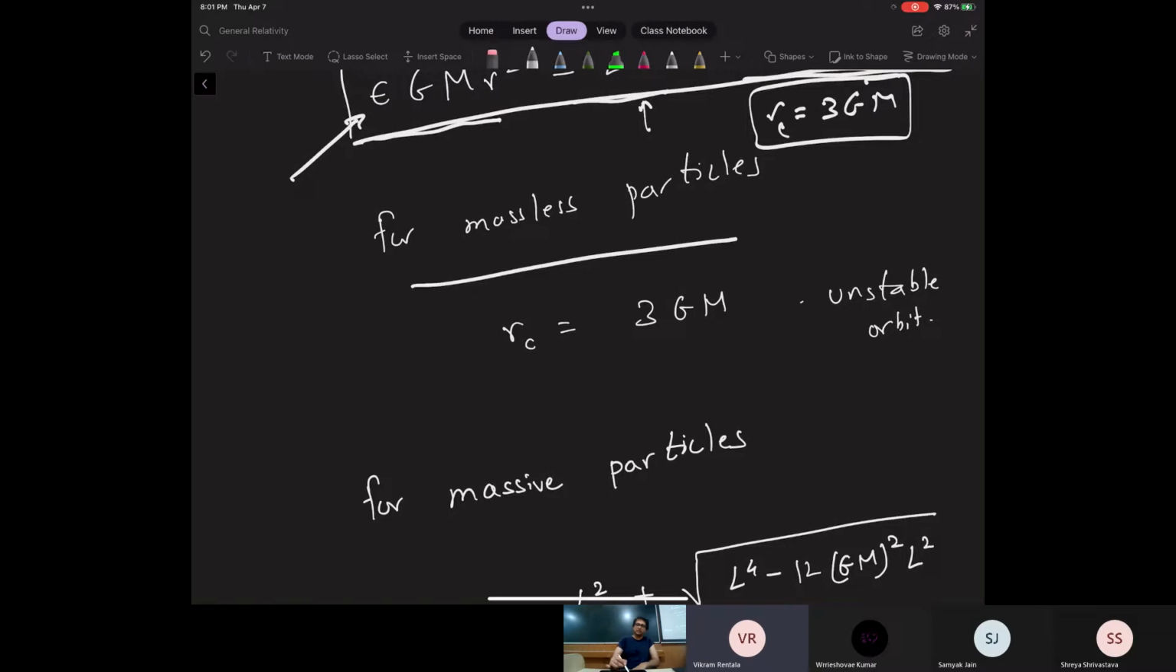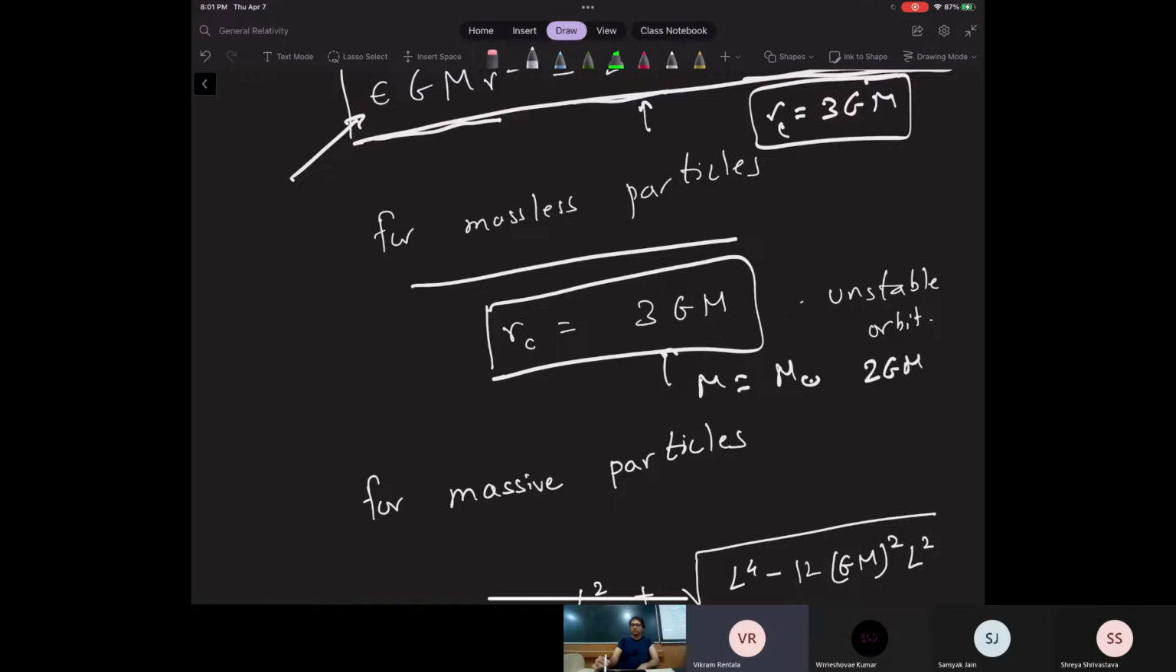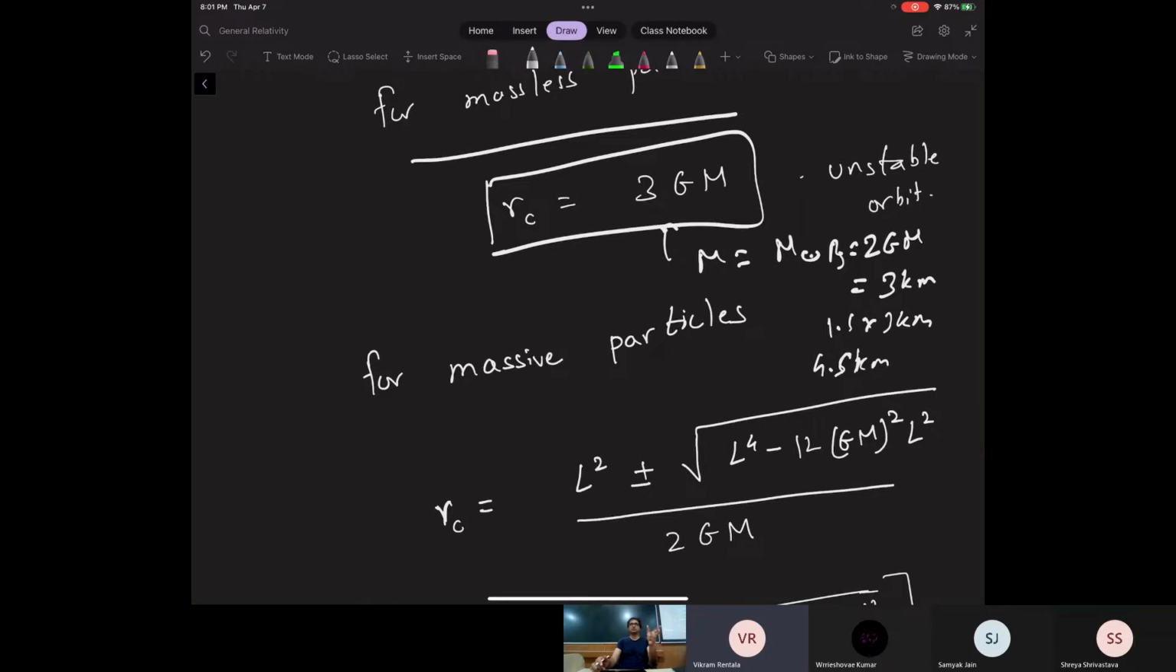Remember that 3 GM is a very small number. For the mass of the sun, 2 GM, which was the Schwarzschild radius, was 3 kilometers. So 3 GM is 1.5 times 3 kilometers, which is 4.5 kilometers. So if you have an object which is the mass of the sun, it needs to be compressed to at least within 4.5 kilometers for light to orbit it. So it needs to be ultra compact for light to orbit it. That can only happen for a neutron star or a black hole.